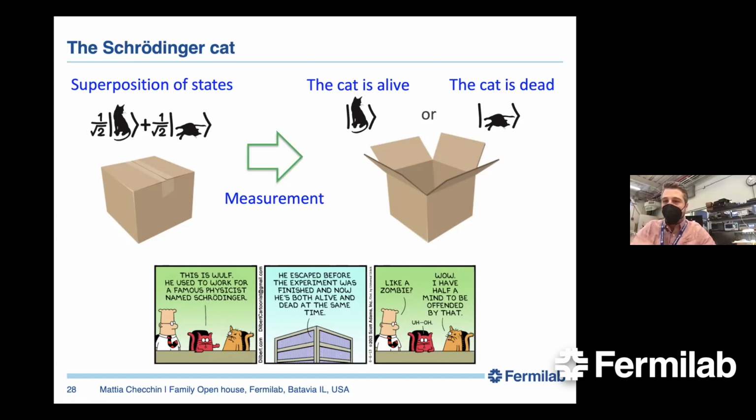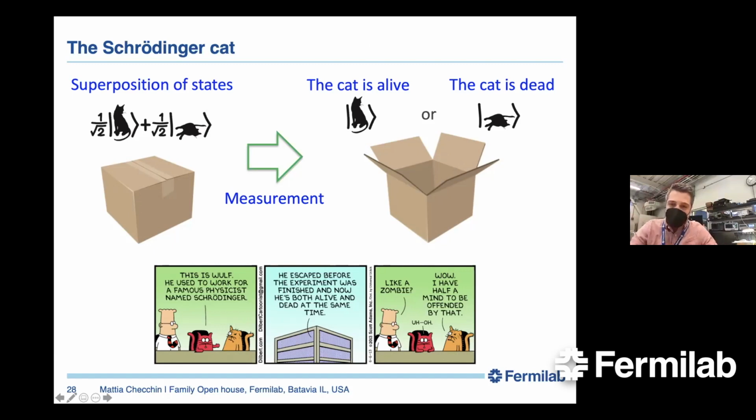What happens though if you open the box? At that point, it does not make sense to have a cat in a superposition, dead or alive. It must choose to be dead or it must choose to be alive. And that is the beauty of quantum mechanics. If you don't do any measurement, your system can be in a superposition state. As soon as you do a measurement, the system, we say, collapses into one of the two possible states. So in this case, cat alive and cat dead.